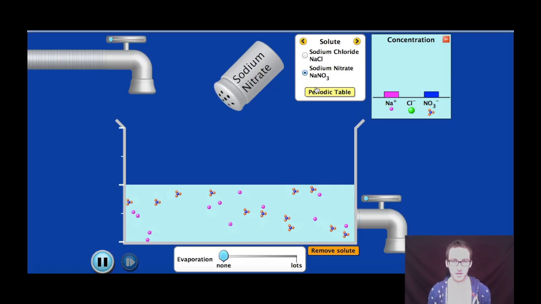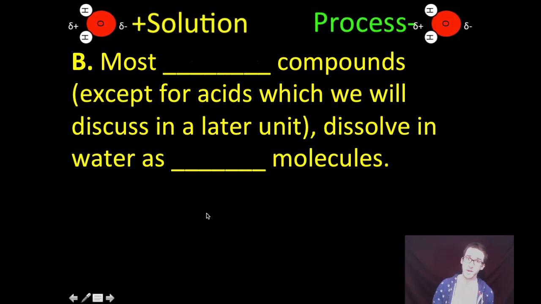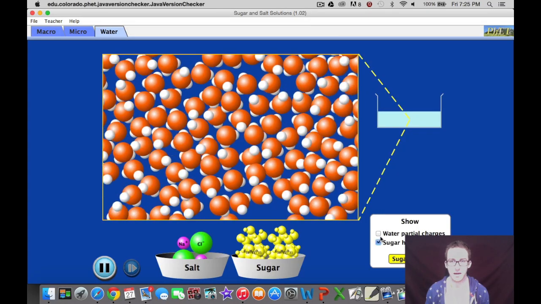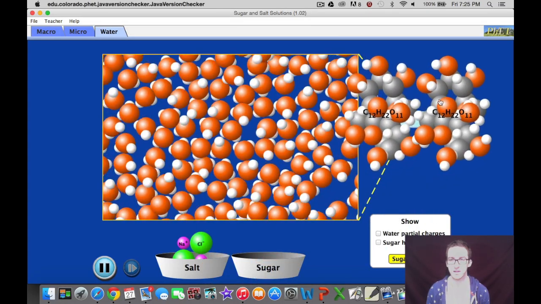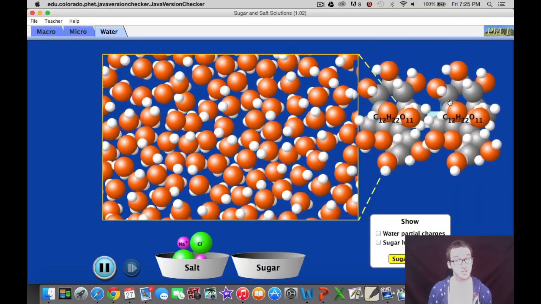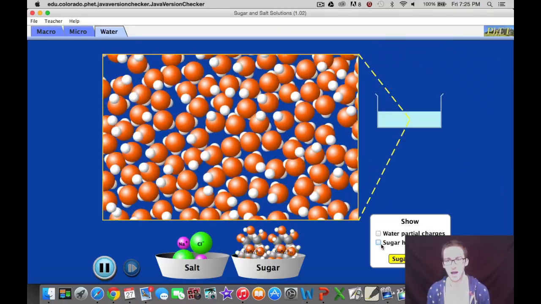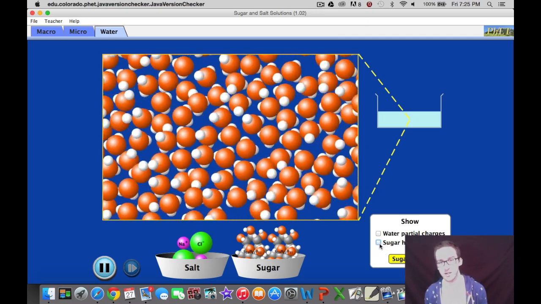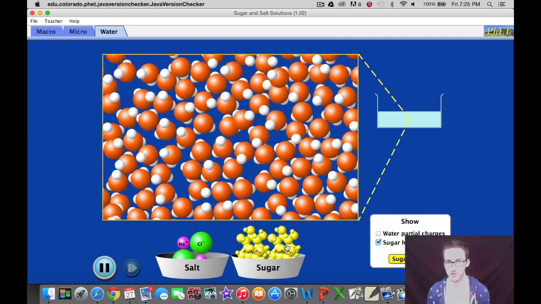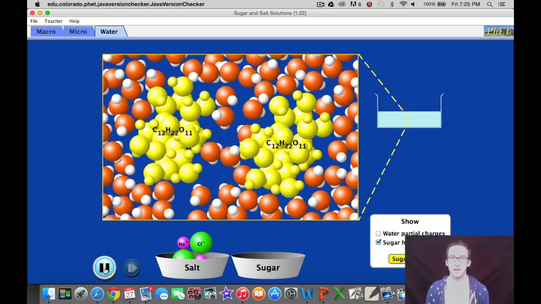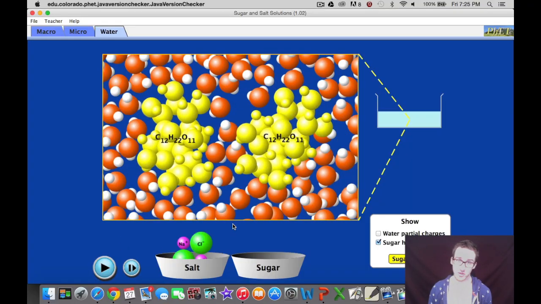Now, most covalent compounds, except for acids, which we will discuss in our later unit, dissolve in water as intact molecules. Alright, so for this, I've got a couple of molecules of sugar that are right now attracted to one another. I'm going to highlight them in yellow so it's easier to distinguish between them and the water molecules. Notice when I put these things in water, the individual molecules will separate.